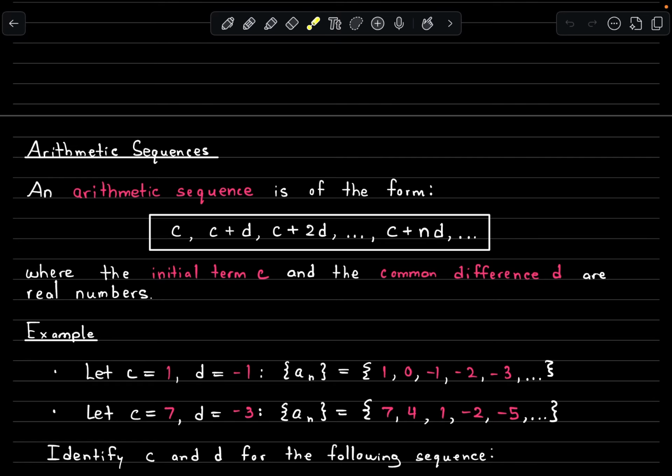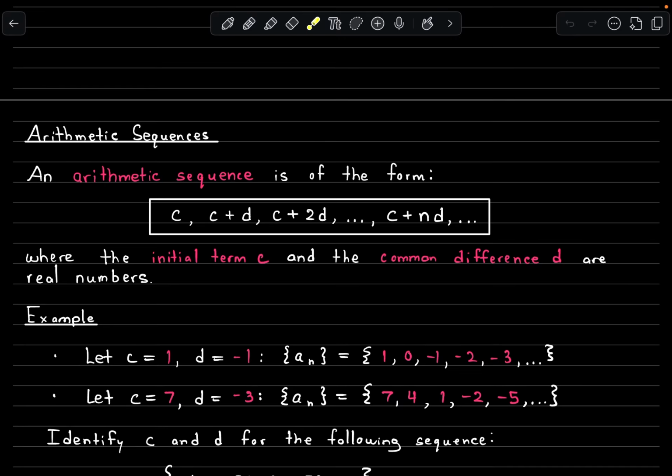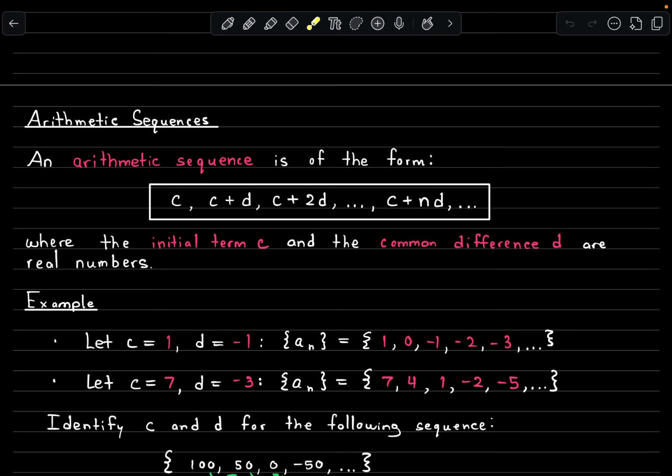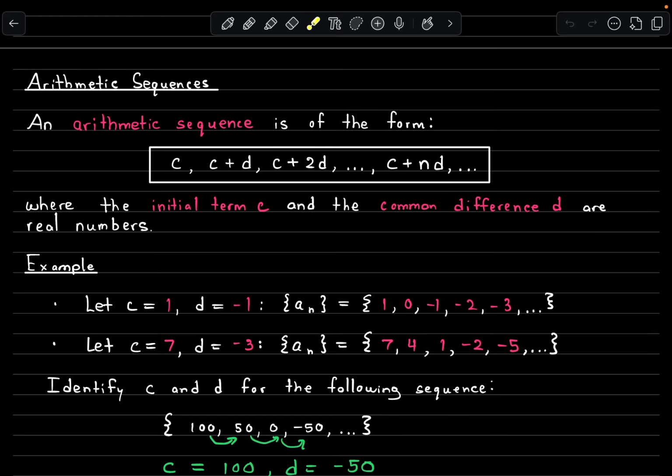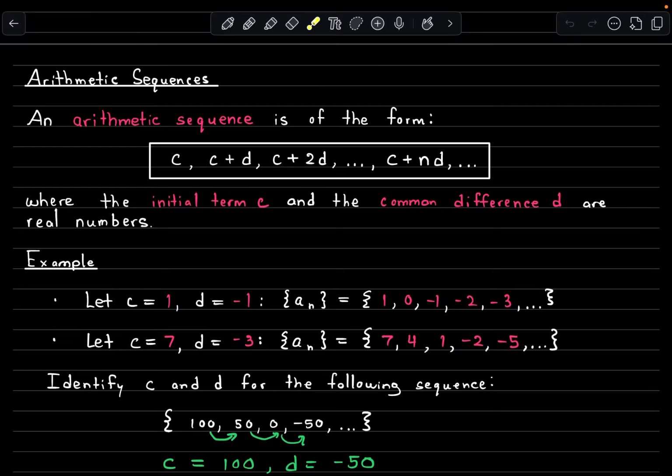Okay, let's see if we can identify C and D for the following sequence. So we've got 100, we've got 50, we've got 0, -50. So we're just dropping by 50 every term, right? And we're starting at 100, so our initial term C is 100. D, the thing that we're adding to go from one term to the next, is just -50, okay?